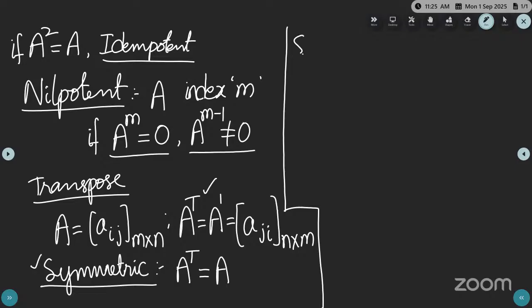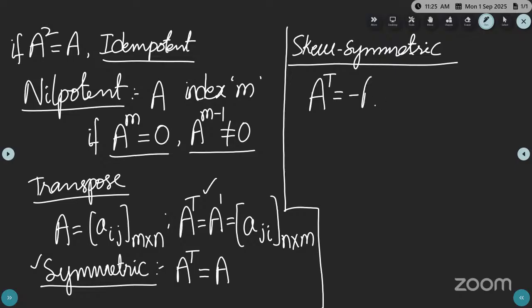Next, skew symmetric matrix. A square matrix capital A is said to be skew symmetric if A transpose equals minus A. Okay.